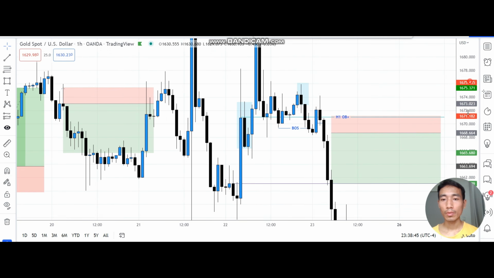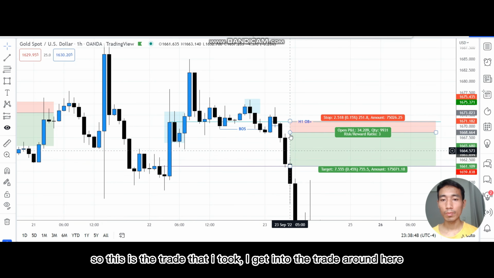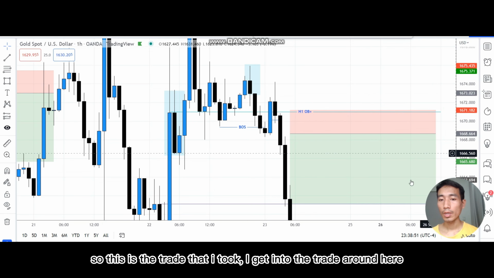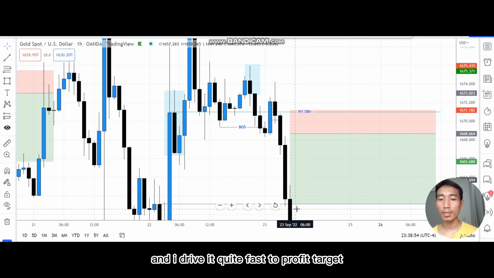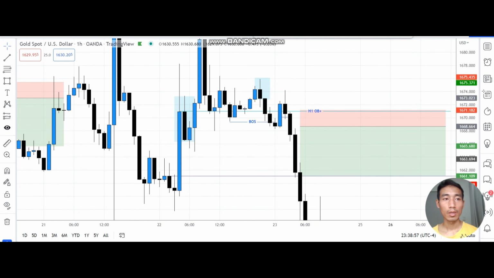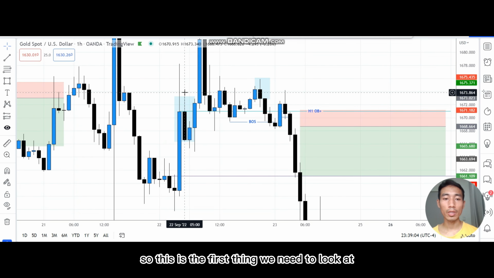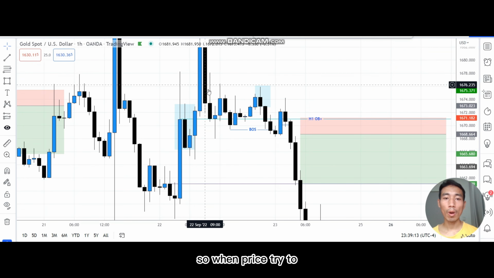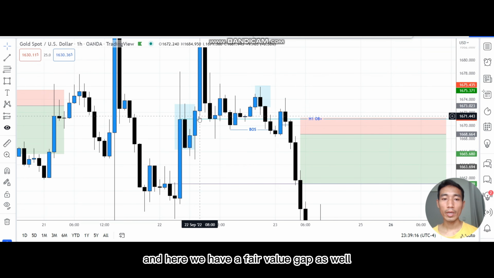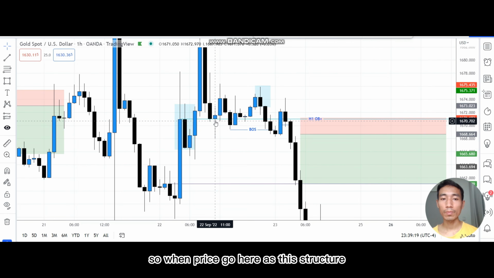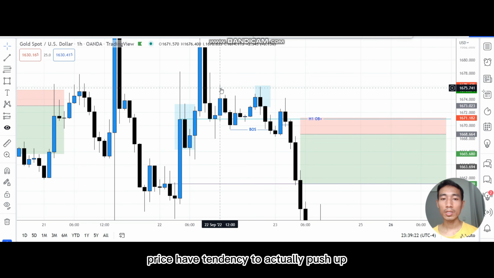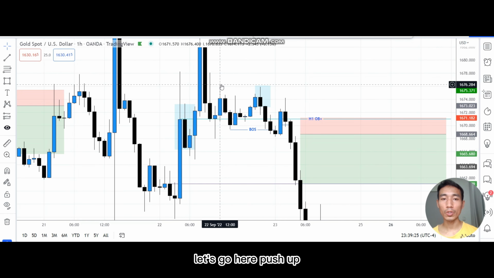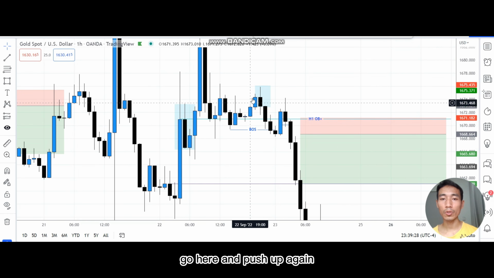Here is the chart. This is actually the trade that I took. I entered the trade around here, and it went quite fast into profit target. See this? Okay, so this is the first thing we need to look at. This is a 1 hour, for me this is a 1 hour bullish order block. And here we have a fair value gap as well. So when price goes to this structure, price has a tendency to push up. Let's go here and push up. Let's go here, push up. Go here and push up again.